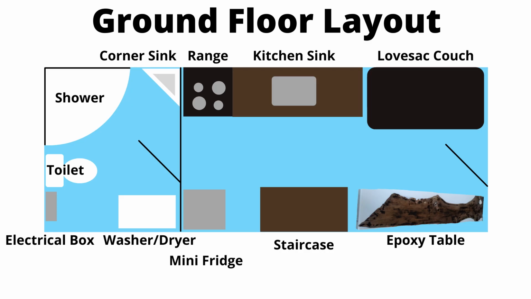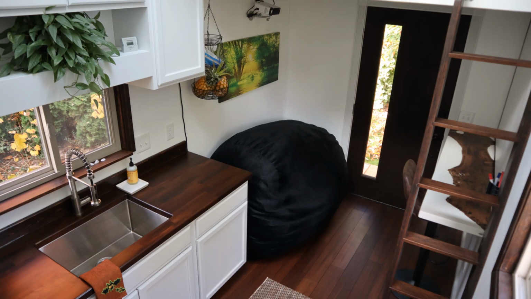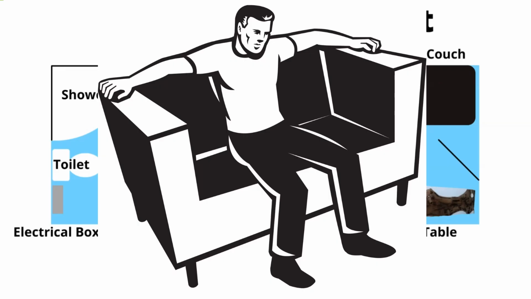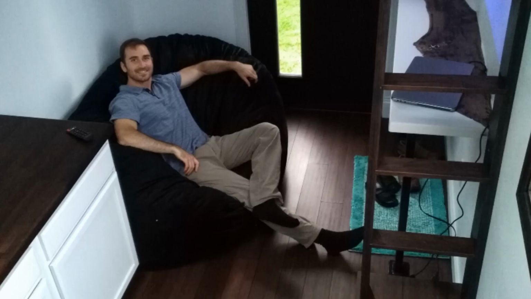This is a picture of the floor plan for the ground level of my tiny house. I'll just start at the entry doorway here. If you come into the tiny house, to your right hand side you'll have this big love sack couch. Most of the couches that you see in tiny houses look very, very uncomfortable. They're very boxy. One of the things I wanted in my tiny house was a really comfortable area for doing some reading or maybe watching a movie.